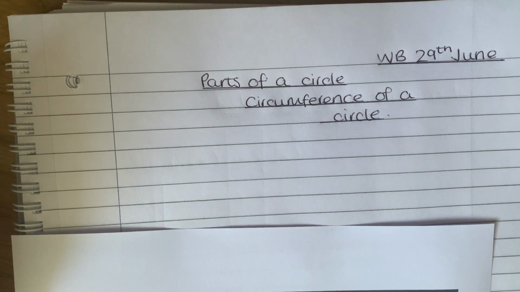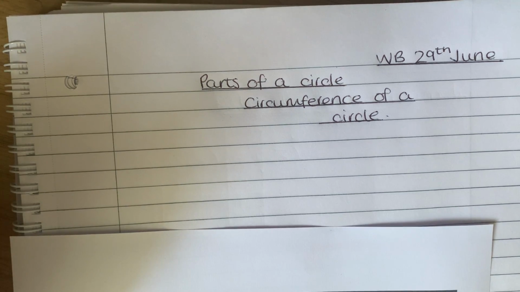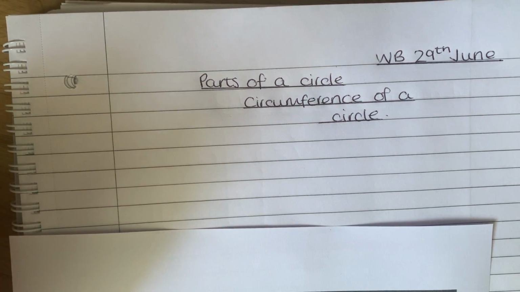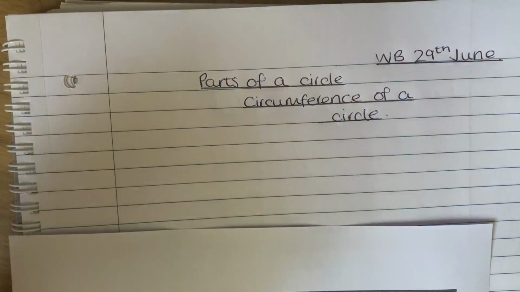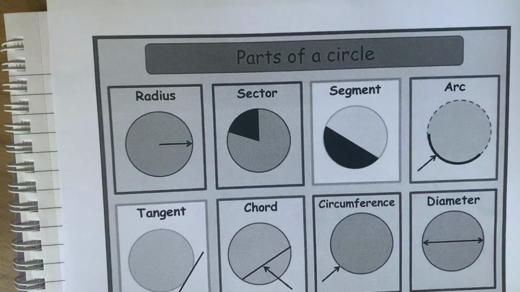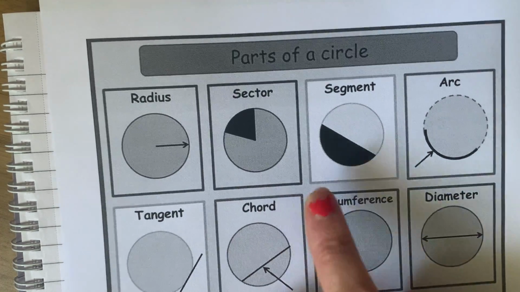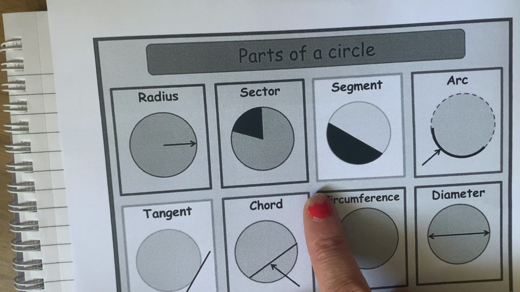Hello there. In this lesson we're going to look at two things: parts of a circle and circumference of a circle. Before you do this video, make sure that you've got a copy. You might print it out; it's either on the bottom of your lesson plan or in class materials, so we can stick it in our exercise book.